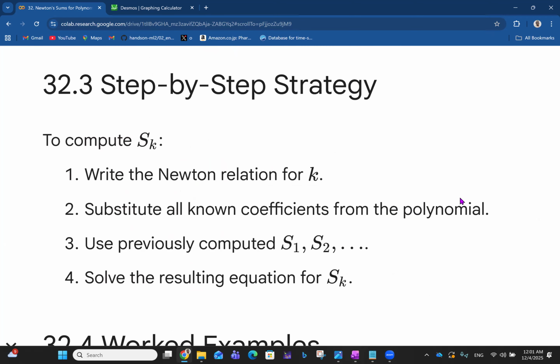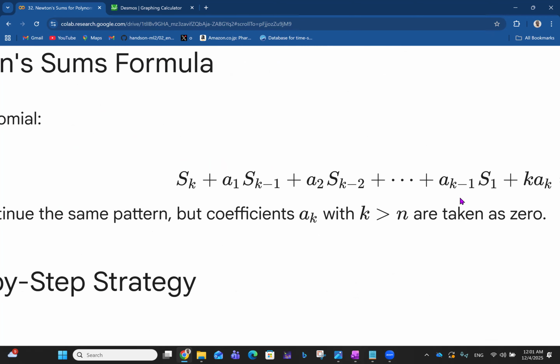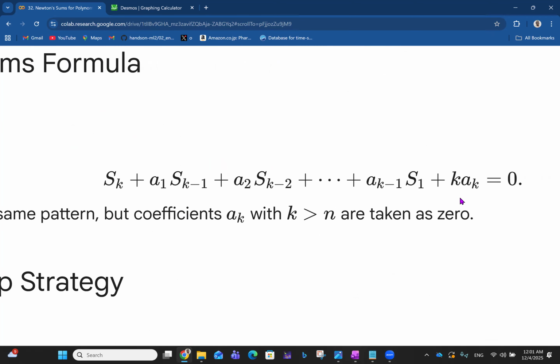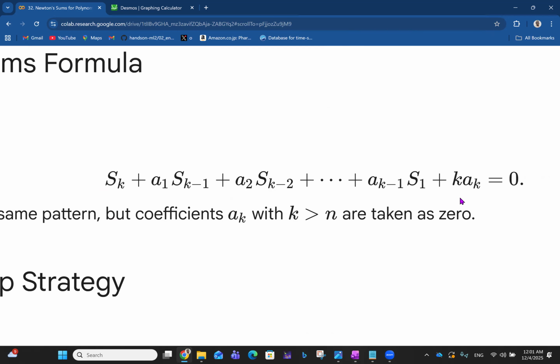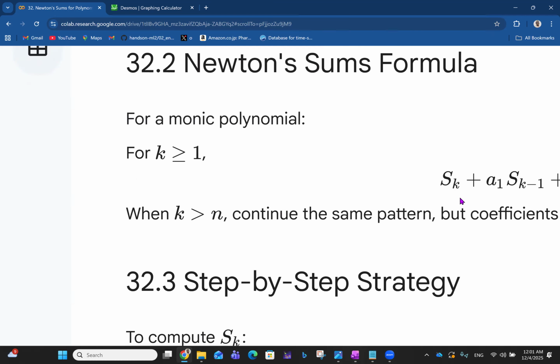Let me look at it once more. Oh yeah, I think it's easy to follow even. SK plus A1 SK minus 1, plus A2 SK minus 2, and so on and so forth until you get to A3 SK minus 3, all the way down to AK minus 1 S1 plus KAK, and that is equal to 0.